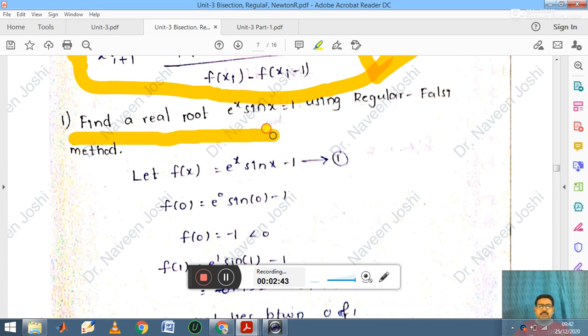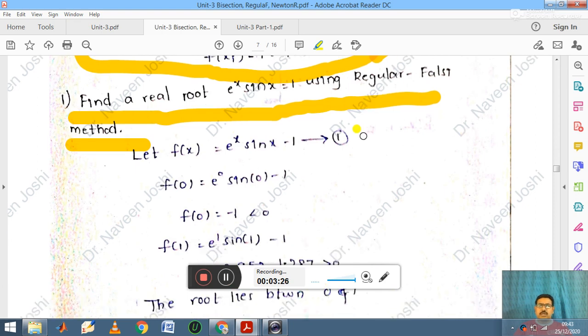Find a real root of e power x sin x equals 1 using the Regula-Falsi method. Here the given equation is a transcendental equation because it contains trigonometric functions. So when you have trigonometric functions, in a scientific calculator you always need to switch to radian mode. Usually in the calculator, press the shift button and then the mode button, and it shows the options degrees, radians like that. By default, many times your calculator is in degree mode.